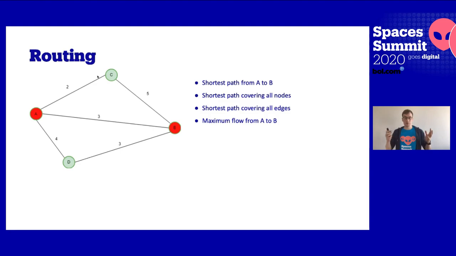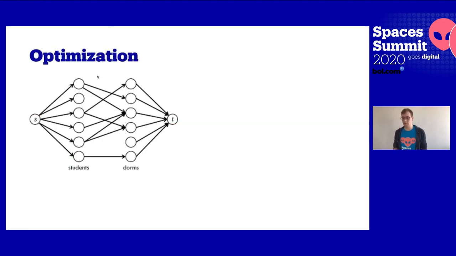The maximum flow: if you have trucks going from A to B, and only two trucks can go the above route and only three the lower route, for example, how do you send the maximum number of trucks? Can you cut edges from nodes, like destroying a bridge, so that you can't go from one node to another node anymore? Those kinds of problems are all called optimization problems.